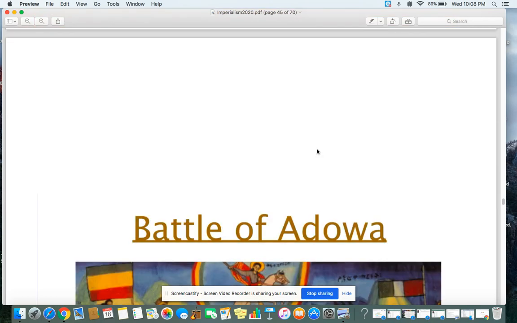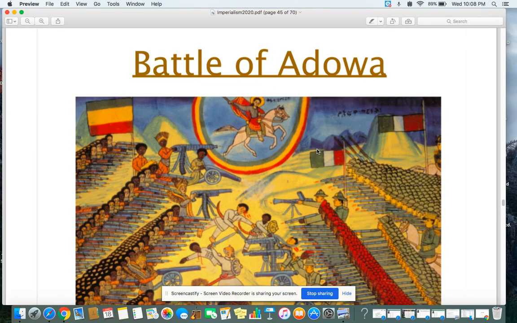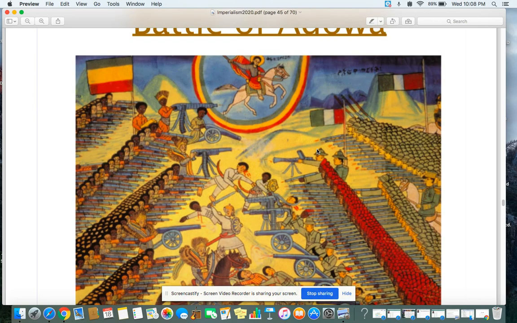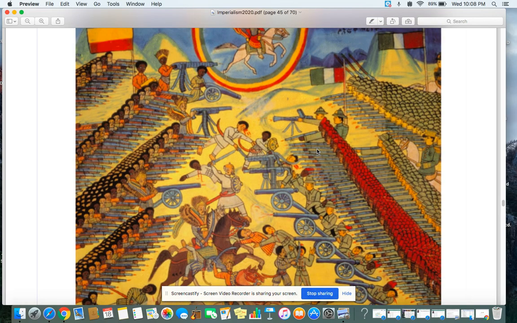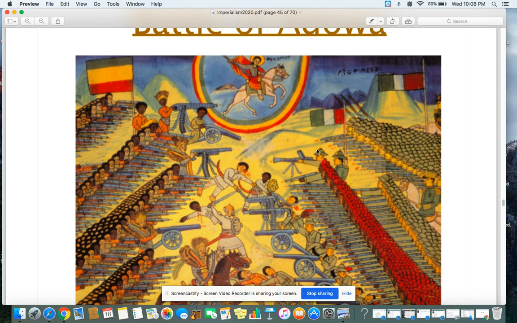Well, the Battle of Adwa. I love paintings, and this is actually a picture of that battle. I want you to try to look and see what you can identify. If you're in class and I called you up to the board to say, hey, what do you see in this picture that's interesting? Because art can tell us about history, right?